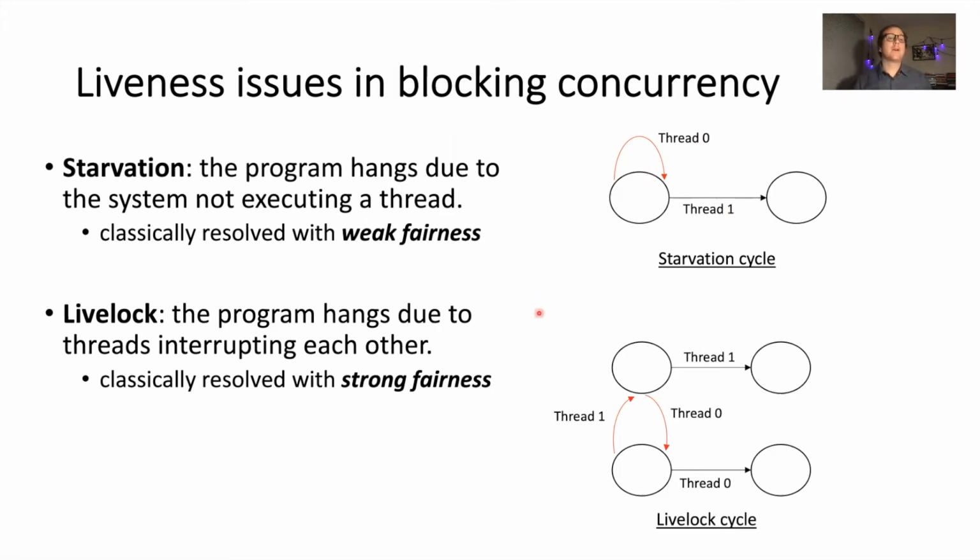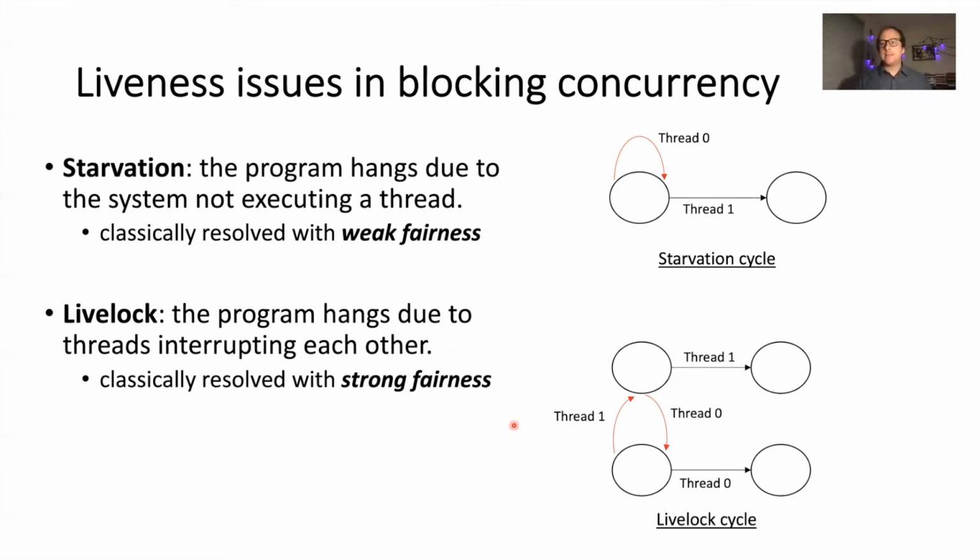The other example is called the live lock. This happens when the program hangs when 2 or more threads are constantly interrupting each other. Here you can see thread 1 and thread 0 going back and forth, whereas if thread 1 were to execute twice, it would break out of this cycle. You could imagine this as being in a hallway and playing the back and forth game with someone, and imagine that happening indefinitely. Now, classically, starvation cycles are resolved with what's known as weak fairness, and live locks are resolved with what is known as strong fairness.